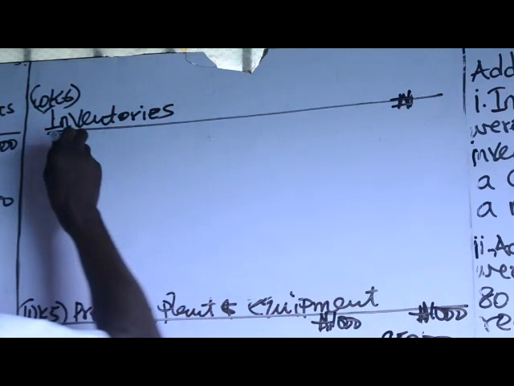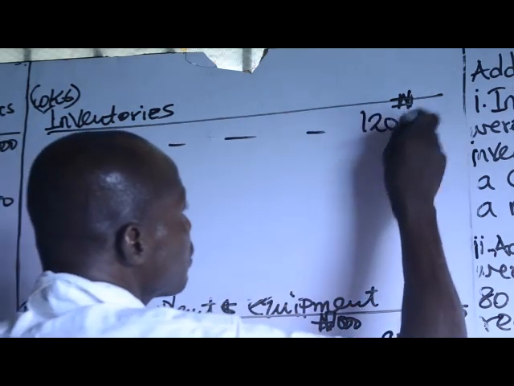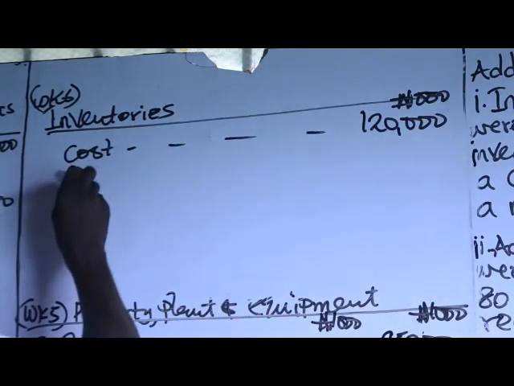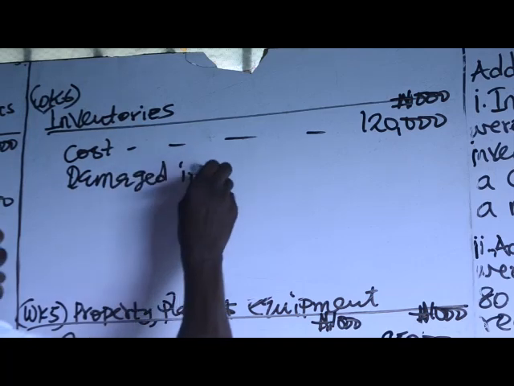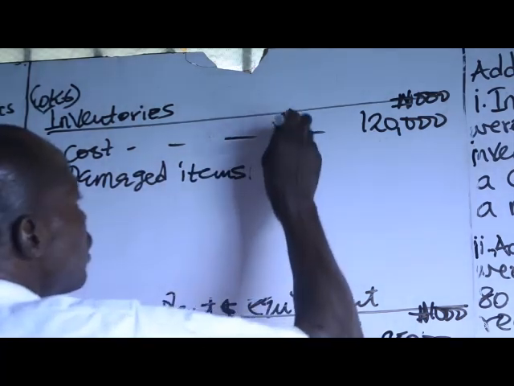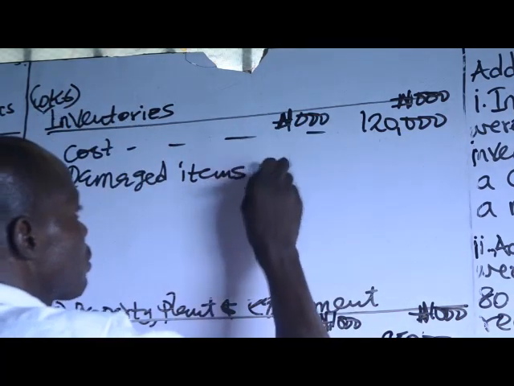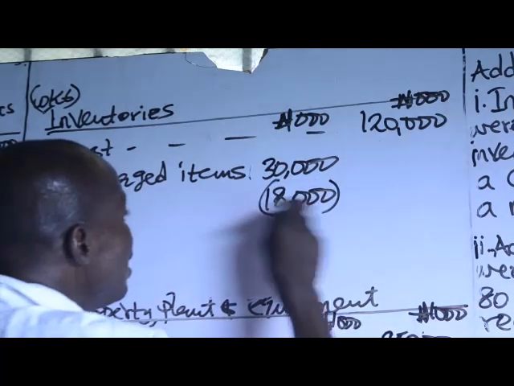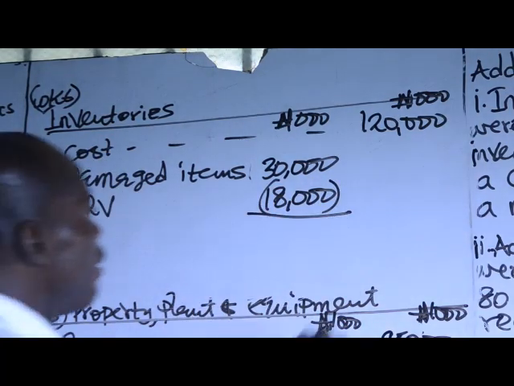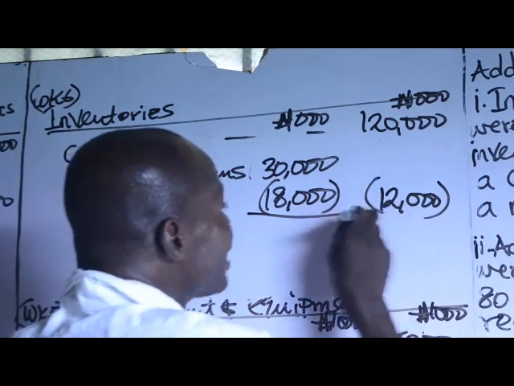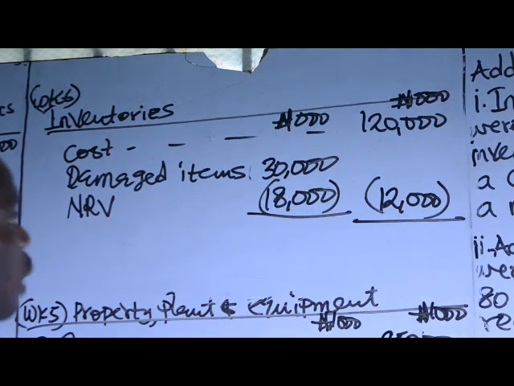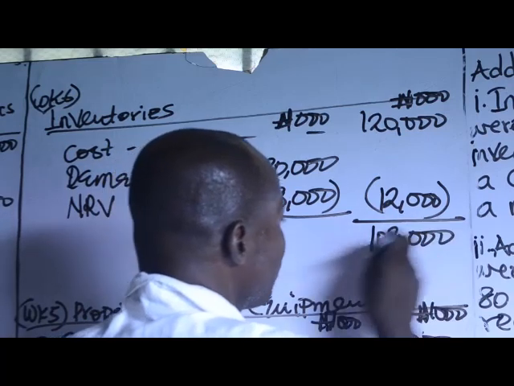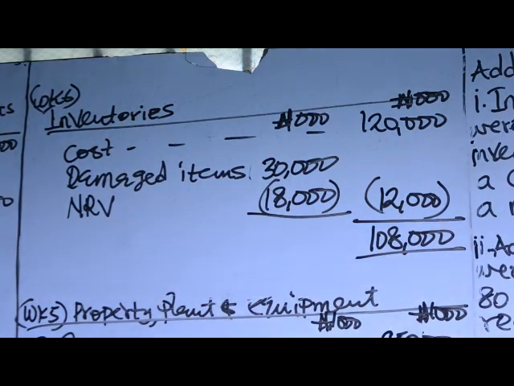So, the cost of inventory is 120 million. And we also have damaged items of inventories with the cost of 30 million naira. And the net realizable value of the damaged item is 18,000. That means inventory has been reduced by 12,000. If you subtract the 12,000 from 120,000, you'll be left with 108,000. That is our inventories. So we are going to have our closing inventory to be 108,000.